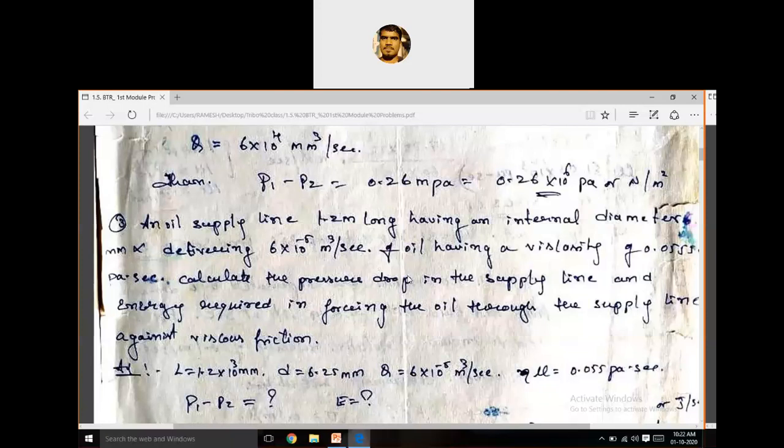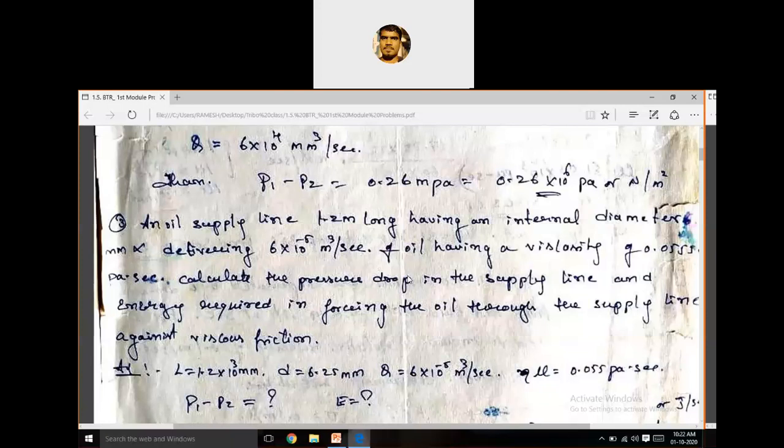So this problem is similar to the previous one. The same thing, you have to find out the pressure difference, and after that you have to find out the energy required to force the oil through the supply line against the friction force, that is E is equal to Q into pressure difference. So the energy is equal to flow rate into pressure difference.